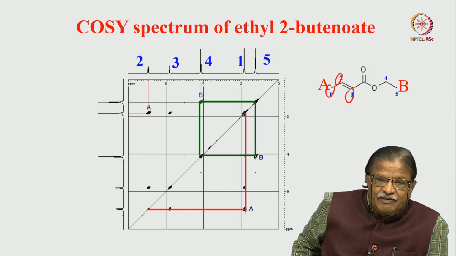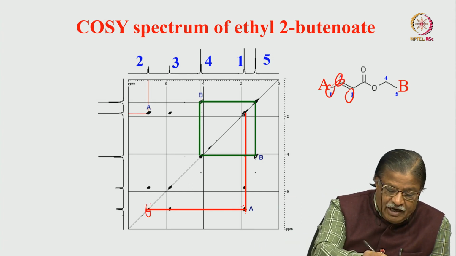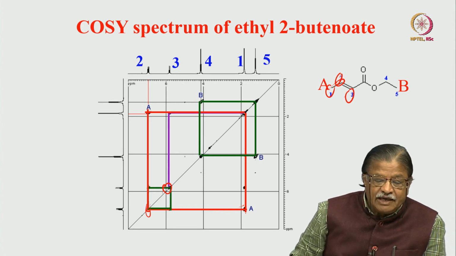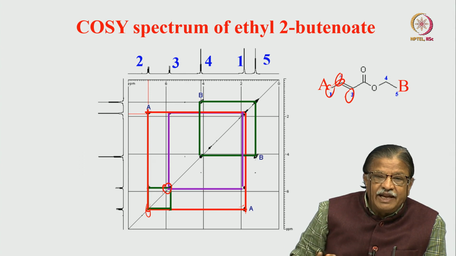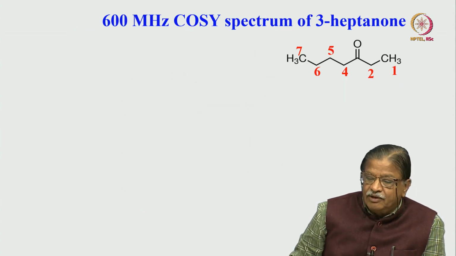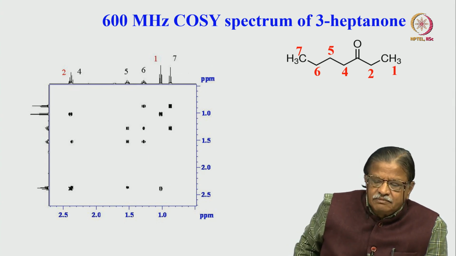So, what you understand from this is 1 is coupled to 2, gives a cross peak, and 2 is coupled to 3 and that gives a cross peak. So, you can make the assignment of all of them. Very easily you can make the assignment. Go to a little bigger molecule. Instead of butane, we will go to heptanone. This is 3-heptanone. This is the COSY spectrum.